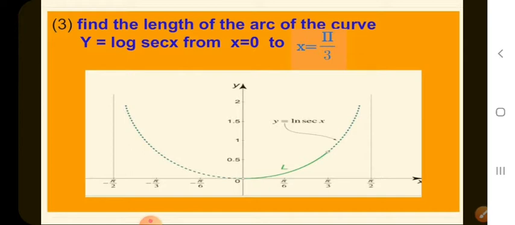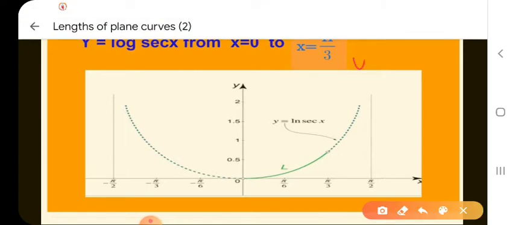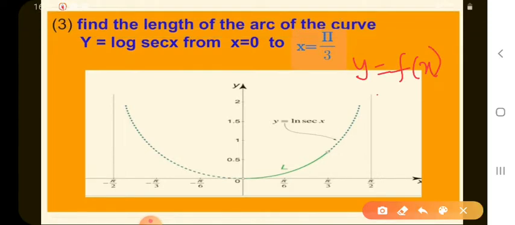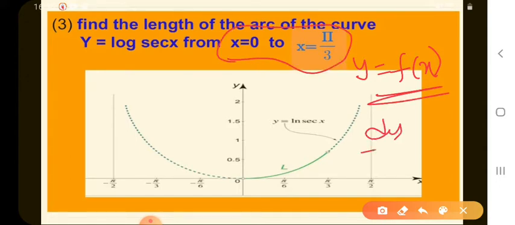Then what we have to find next? The function, this is the Cartesian equation. Then which model is this? Y equals f of x model, okay? Here we find the limits of x and we find the value of dy by dx.